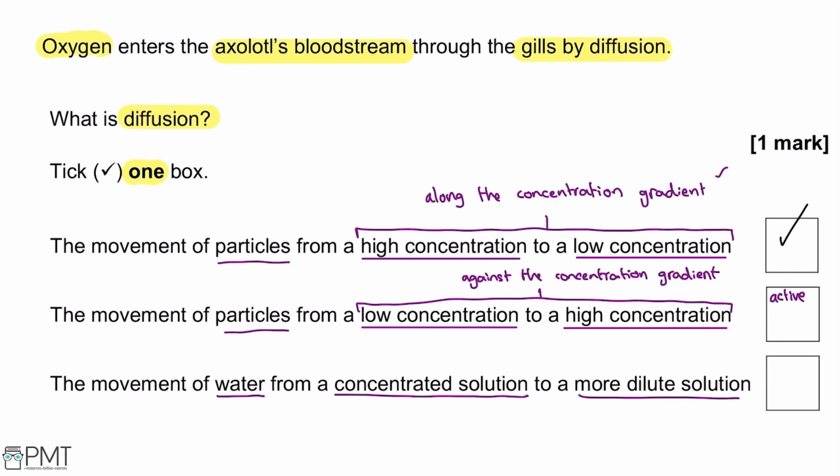The second one down is the movement of particles from a low concentration to a high concentration, so this is active transport and it requires energy, as opposed to diffusion being passive. And then we have the movement of water from a concentrated solution to a more dilute solution. So this is osmosis, and it's like diffusion, just occurring with water.